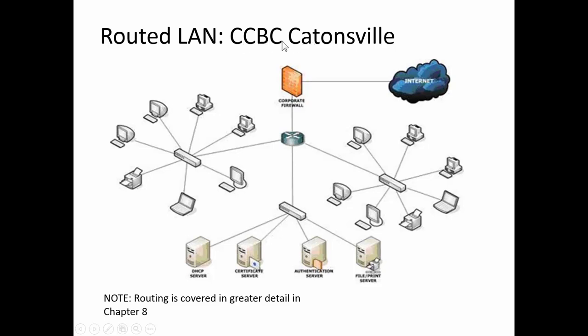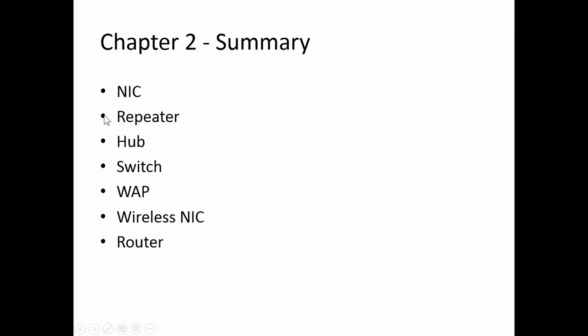Here's a diagram of a routed LAN. This is the CCBC Catonsville campus, and you can see each building has a switch in it which connects together all those computers in the building. And this building has a switch which connects all the computers together, and here's our data center which has a switch which connects the servers together, and then the router connects all the local area networks together and then connects everybody to the wide area network. And routing will be covered in greater detail in Chapter 8.